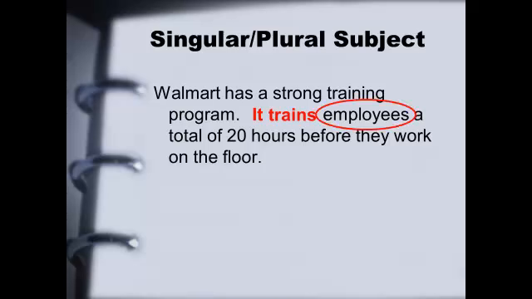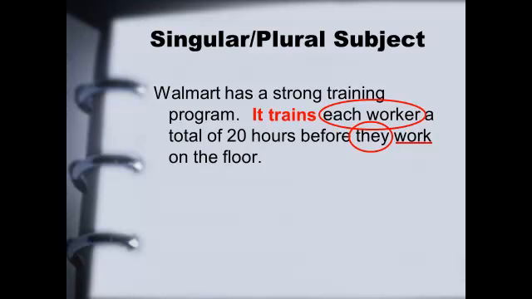Except a bit of a confusion. We see employees, that is plural, and they, that's plural. That's great. But this sentence on its own could say that if Walmart has like 20 employees, a total of 20 hours means they maybe only give them 1 hour each. Or if they have 100 employees, they get 10 minutes of training each. We need to make sure we say that it trains each worker a total of 20 hours before, now we can't use they anymore because each worker is singular. They is plural.